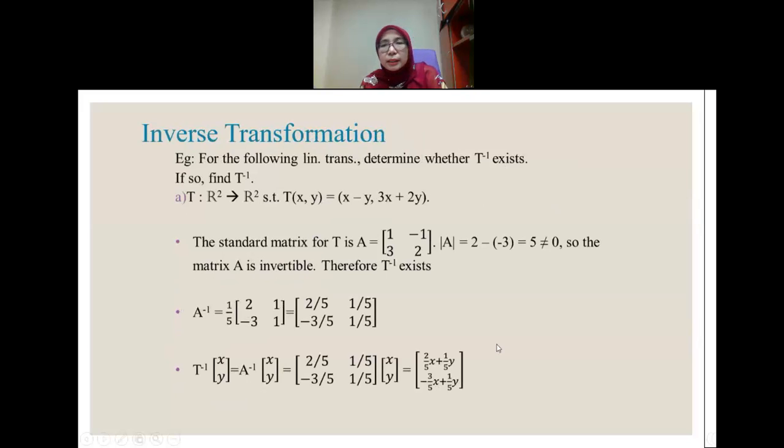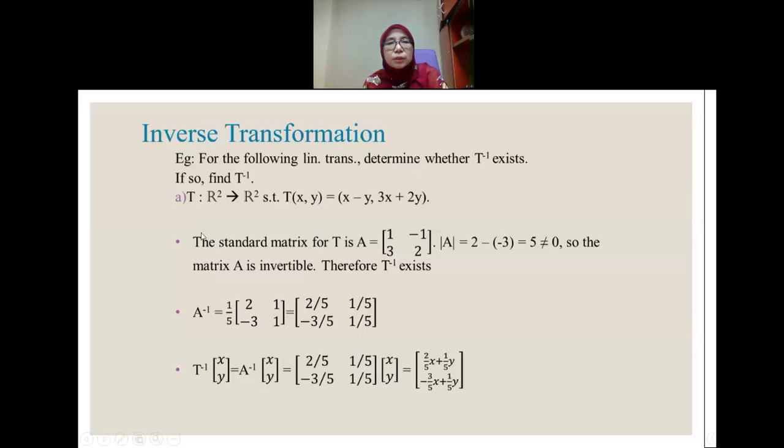Let's do an example. For the following linear transformation, determine whether T inverse exists. If so, find T inverse. To check whether T inverse exists, we should deal with the standard matrix A. Get the determinant of the standard matrix A. If the determinant is not equal to 0, then the inverse of A exists, therefore the inverse of T also exists.